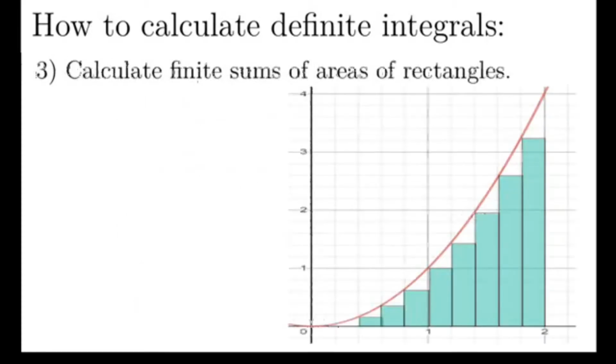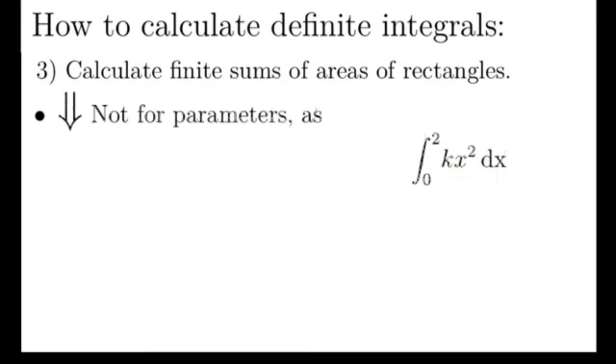Number 3. Or one could go for approximations and calculate finite sums of areas of rectangles. Here are the advantages and disadvantages of this method. It does not work if the expression contains parameters, not even something simple like the integral of kx squared dx from 0 to 2 could be attacked in this way.